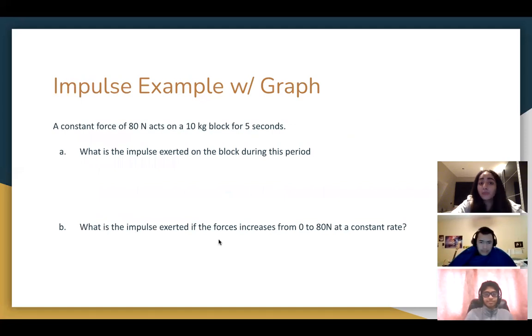And the second type of problem is dealing with the graph that we showed earlier on the slide. So the question is, a constant force of 80 newtons acts on a 10 kg block for 5 seconds. What is the impulse exerted on the block during this period? And what is the impulse exerted if the force increases from 0 to 80 newtons at a constant rate? So again, around 3 seconds to pause the problem and give it a shot.